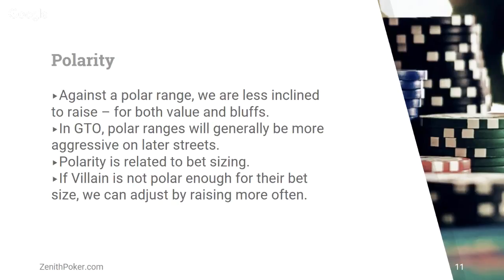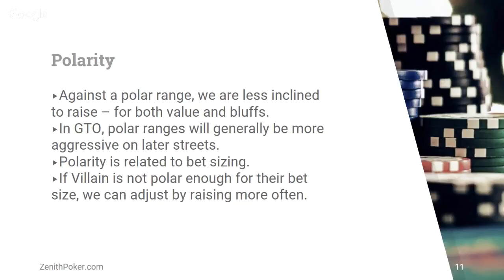And notice that I'm just saying polarized and depolarized range and nothing about the bet sizing, because polarity is related to bet sizing, but they're not the same thing. So a player can be far too polar with a small sizing, or they can not be polar enough with a very large sizing. And you have to understand this distinction when you're making your exploits. So what do you mean by that again, Thomas?